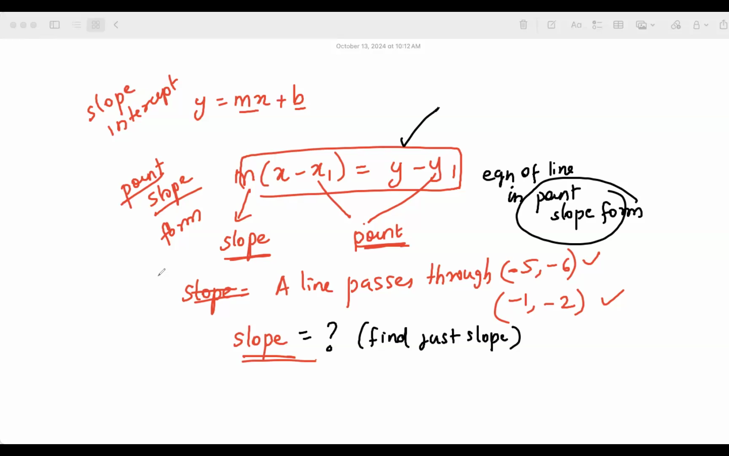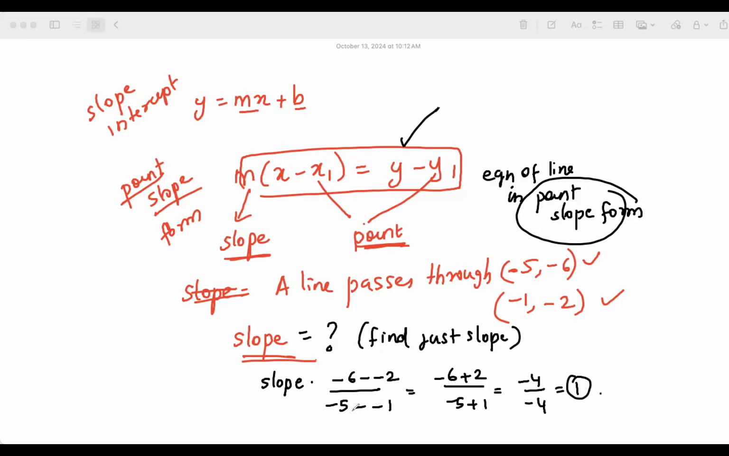Now, slope is what? Minus 6 minus minus 2, over minus 5 minus minus 1. That would be minus 6 plus 2 over minus 5 plus 1. Minus 4 by minus 4, 1. I got the slope. I know what to substitute here. X will always be there in the equation. Don't worry about it. This is a point, right? You can either choose this or this. Both are right. You will have two different answers.